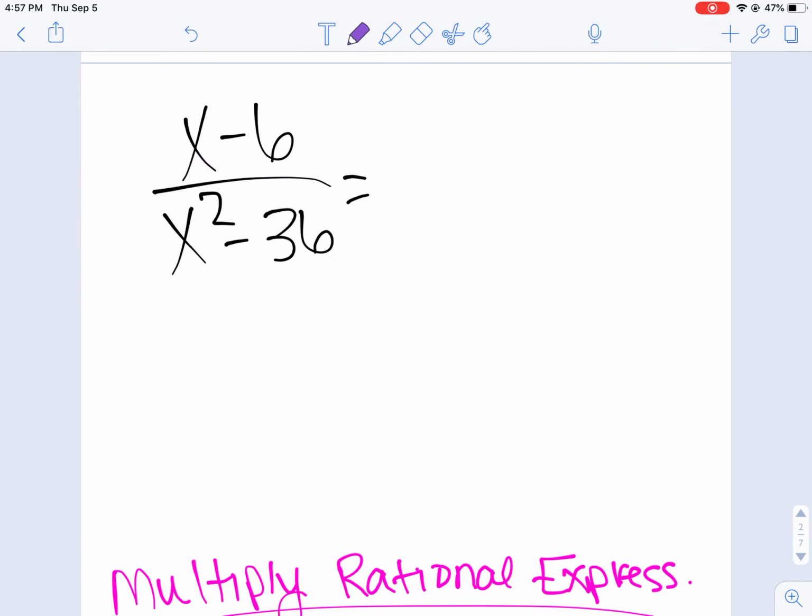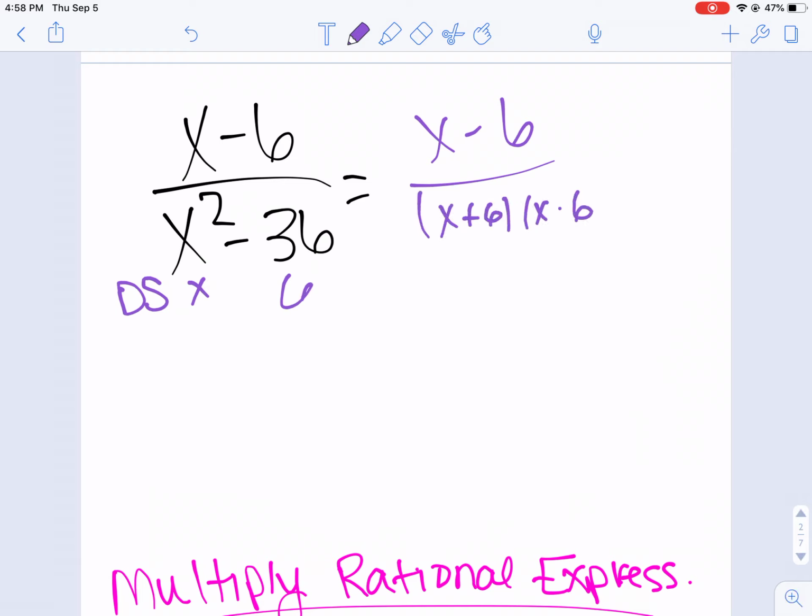So anyway, our second example, we just had x minus 6 on top, and that cannot factor. It's just x minus 6. And the bottom, we're going to do difference of squares again. The square root of x squared is x. The square root of 36 is 6. So this factors into x plus 6, x minus 6.